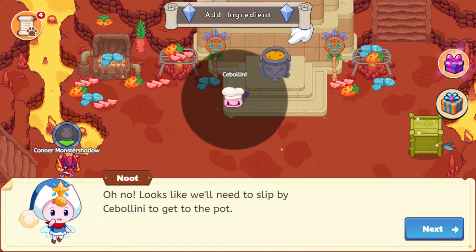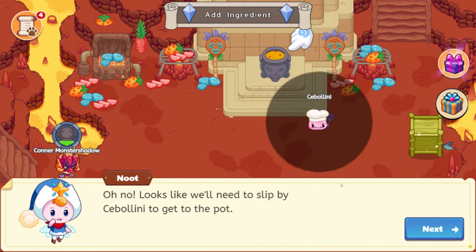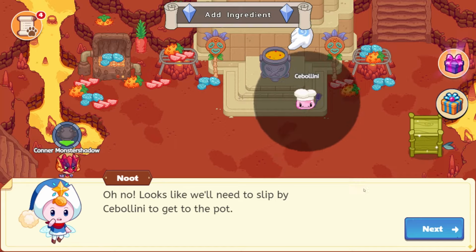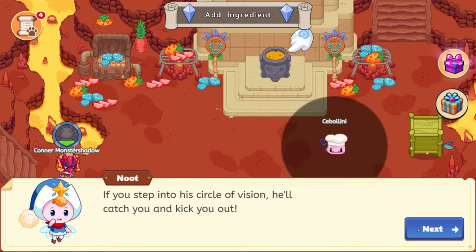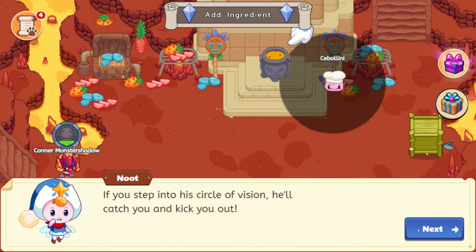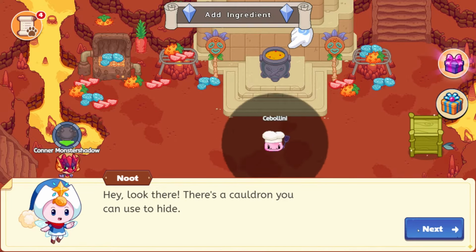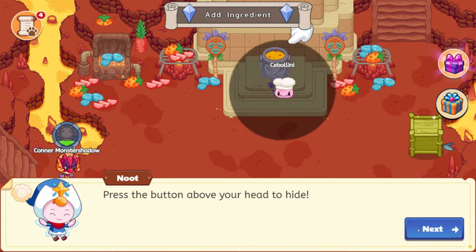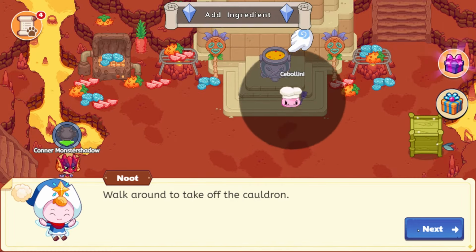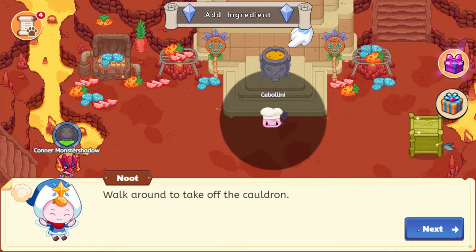Good old guard slime. All right, this is fun. Oh no! Looks like we'll need to slip by Cebellini to get to the pot. Oh no. If you step into his circle of vision, he'll catch you and kick you out. Okay. Hey, look there! There's a cauldron you can use to hide. Okay. Press the button above your head to hide. Sounds good. Walk around to take off the cauldron.